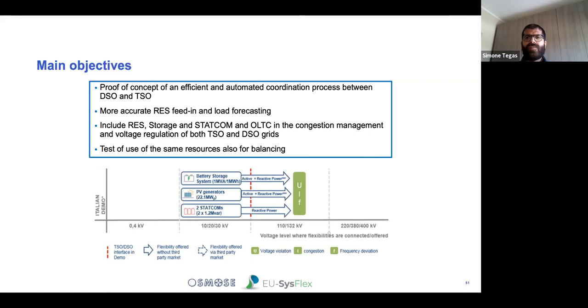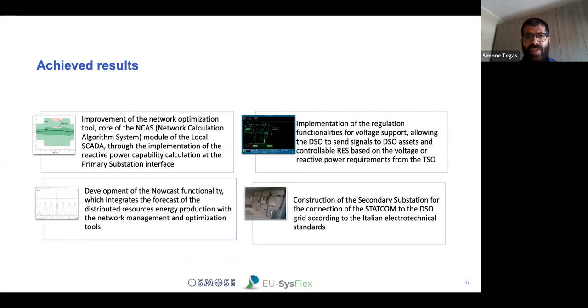And naturally, we have done an improvement also of the forecasting in general of production and load in our network. How we have realized these main objectives and how we are still working to complete the achievement of the project goals. In the next slide, we can see the main important results achieved.